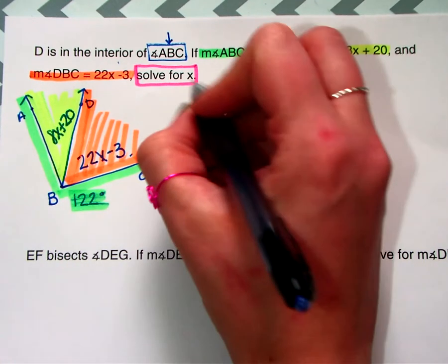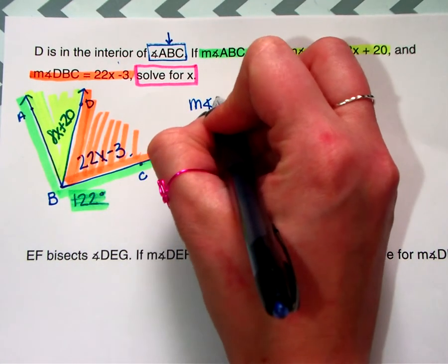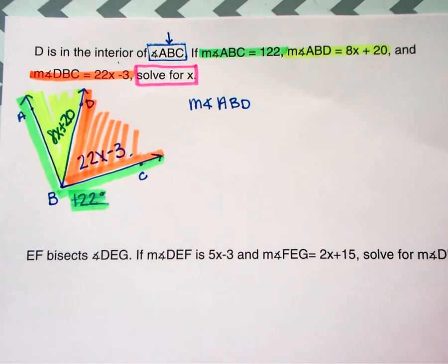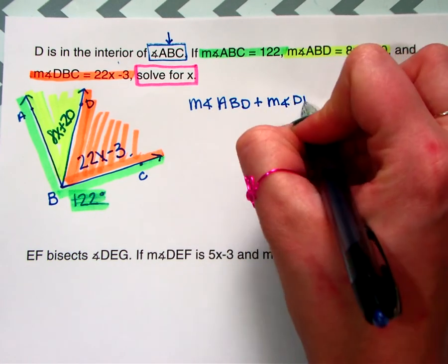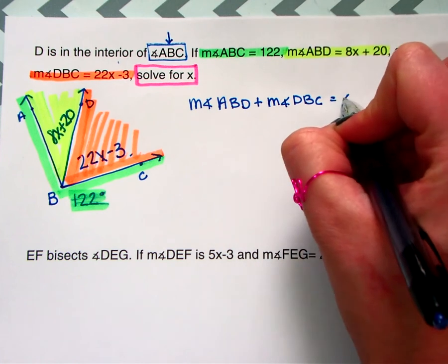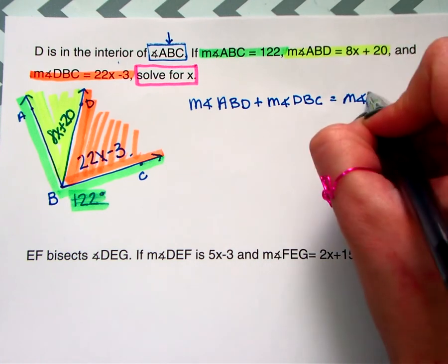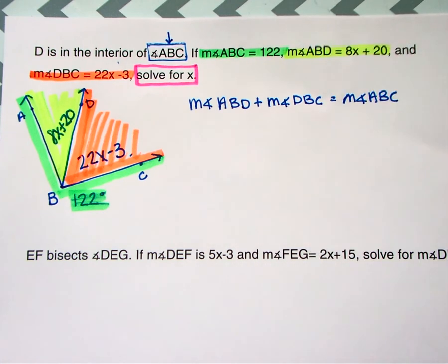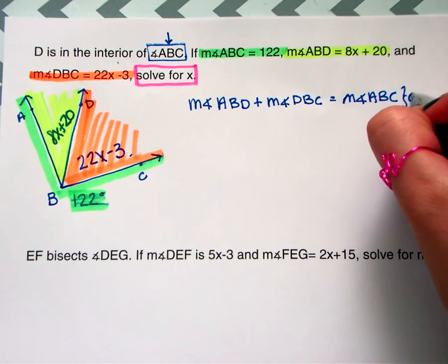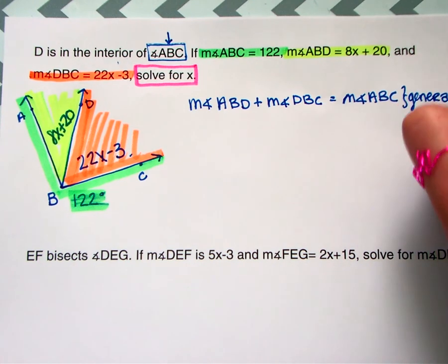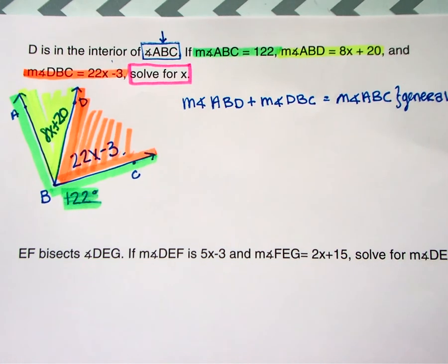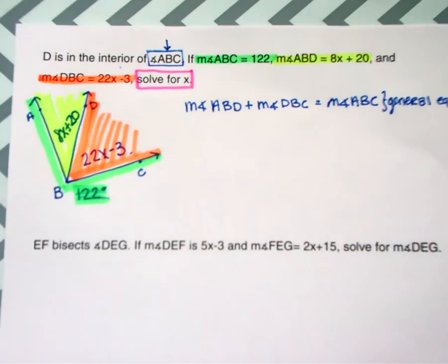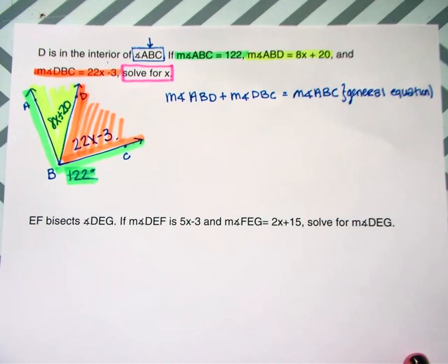So in our problem, it's going to say the measure of angle ABD plus the measure of angle DBC equals the measure of angle ABC. From here, remember, this is referred to as the general equation. Oh, let's zoom that out. There we go. That's called the general equation.